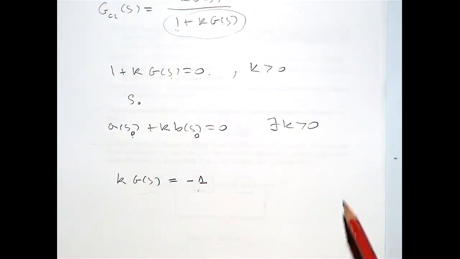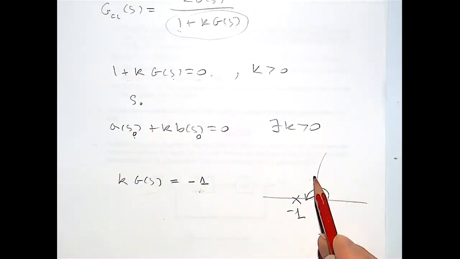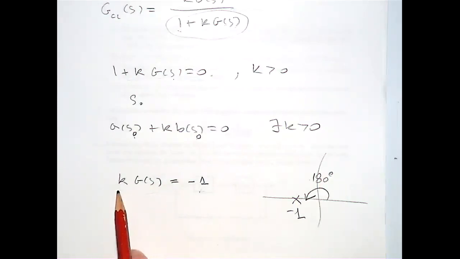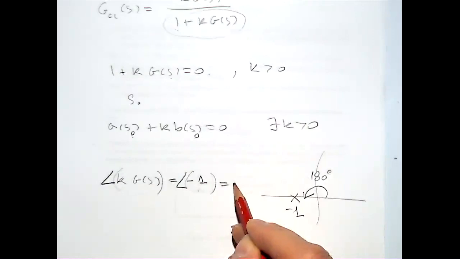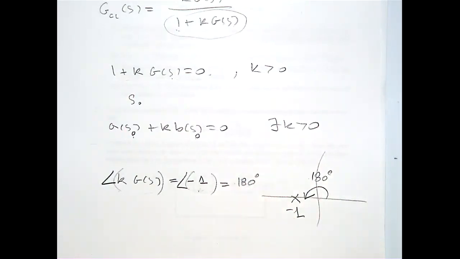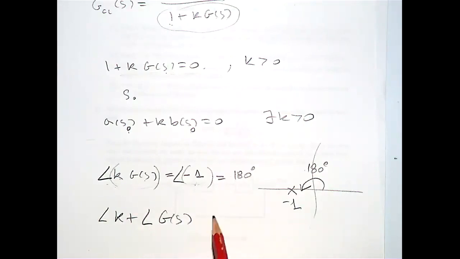In the complex plane, -1 is here, and the phase is basically this. So that's 180 degrees or minus 180 degrees, or we can take any number of rotations, but if I just say 180 degrees, that's fine. So the phase of this thing here should be equal to this. I can say that the phase of that is the same as the phase of that, but the phase of that is 180 degrees. But what is the phase of this? Well, the phase of all of this is the phase of K plus the phase of G(s).